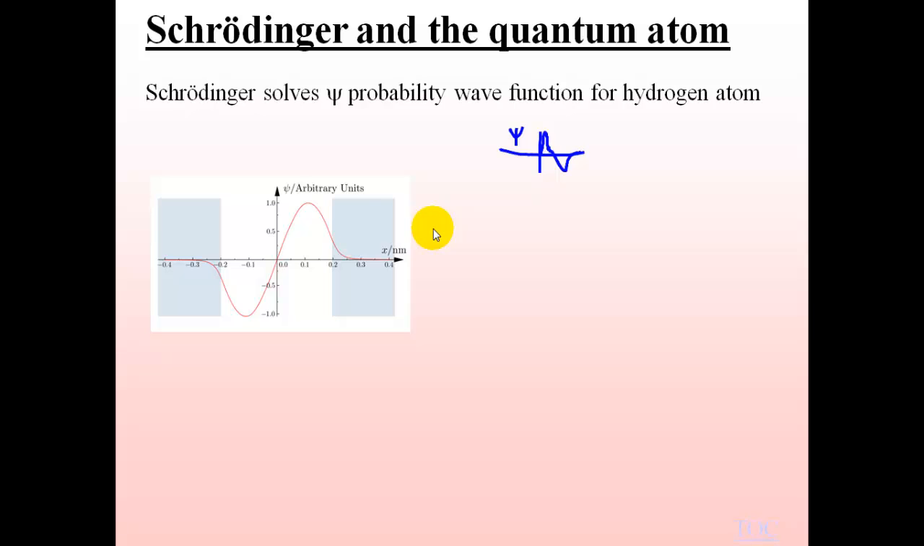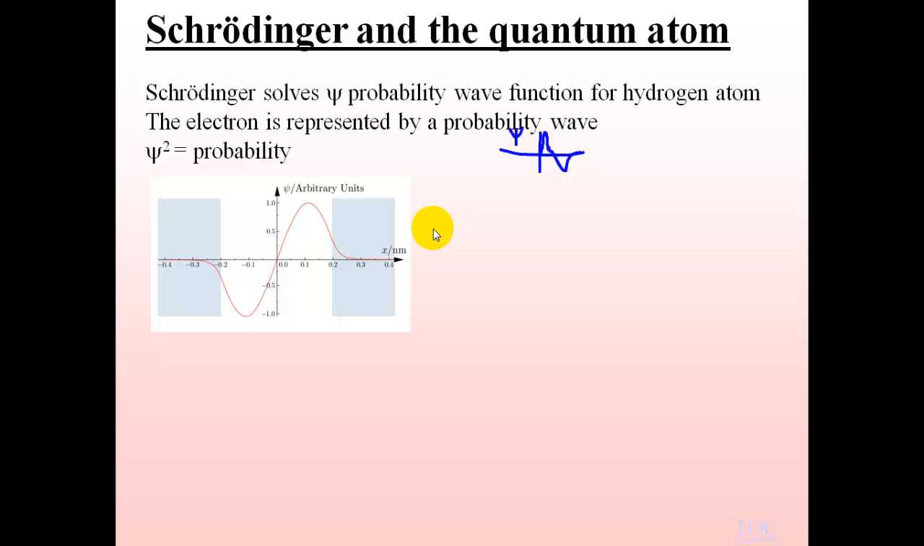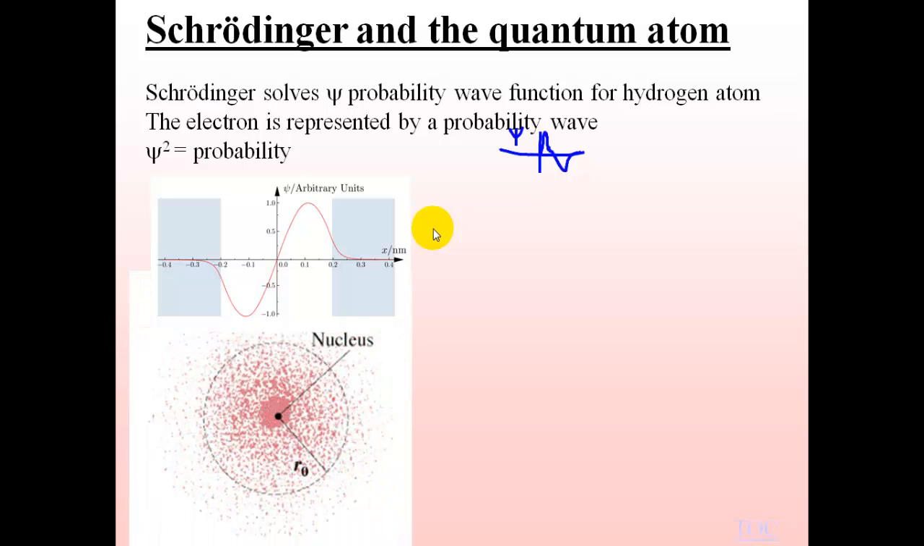So here, this is the psi probability wave function for hydrogen. The electron is represented by this probability wave, and psi squared gives that probability. So here we have a view of the nucleus, and this cloudy dot area is basically where we think the electron will be. Now, according to this, it's more likely to be here in this area than it is close to the nucleus or around the outside. So it's basically the probability of finding it at a particular position.